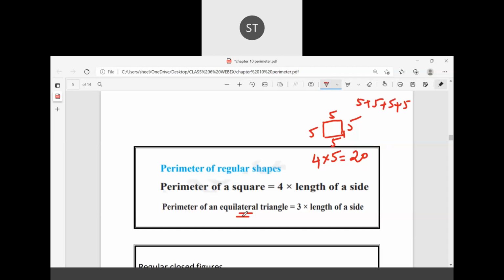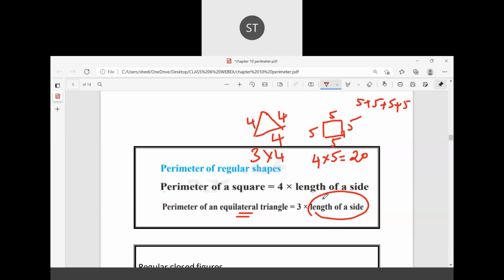Now when it comes to the equilateral triangle, how many equal sides are there? We know that a triangle means 3 sides only. So if it is 4 means this also 4 and this also 4. So how many 4s? 3 into 4. 3 into length of the side. Or we can say that 4 plus 4 plus 4, 3 times we should add, that is same as 3 into 4, it is equal to 12.